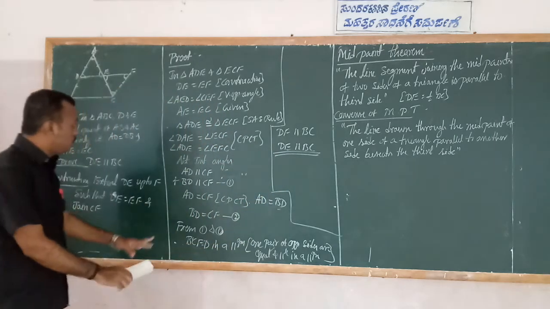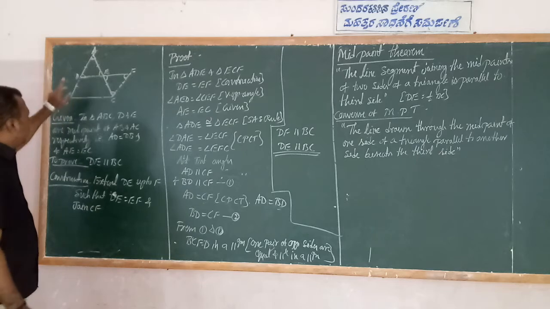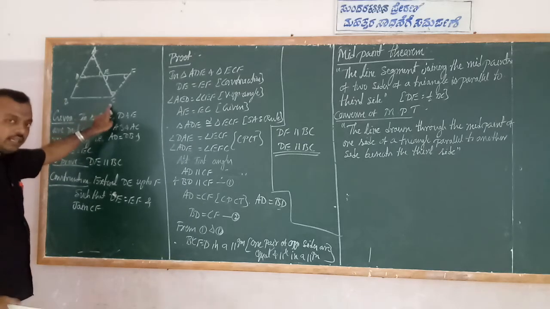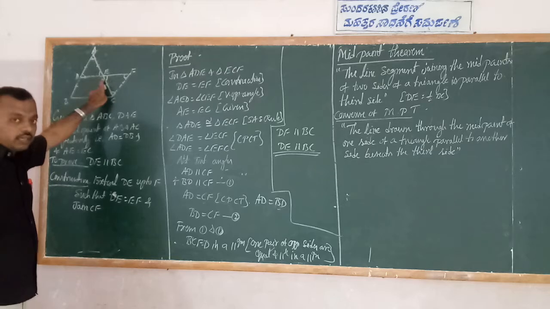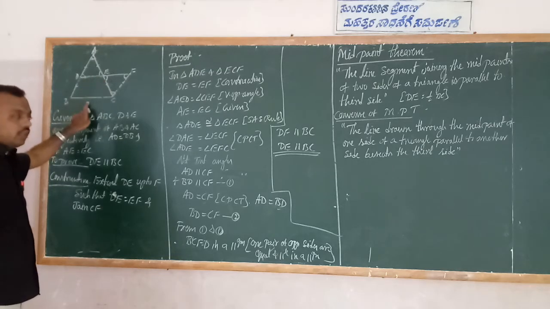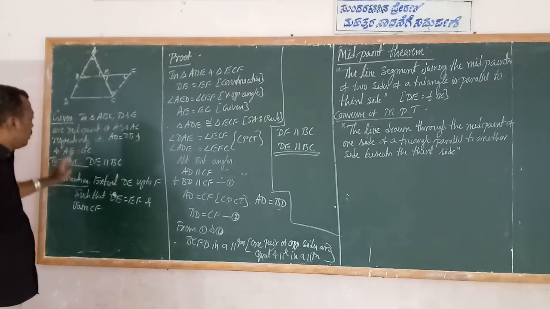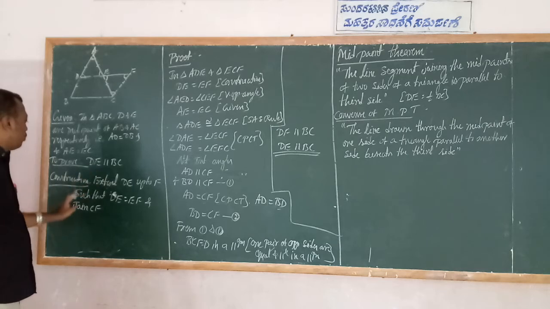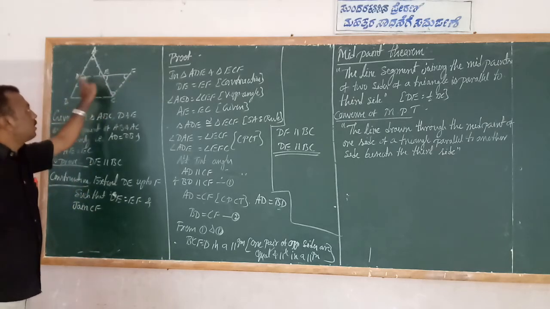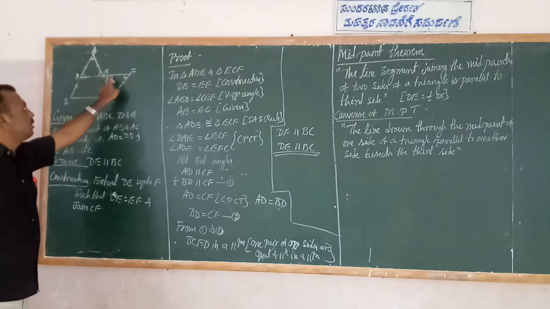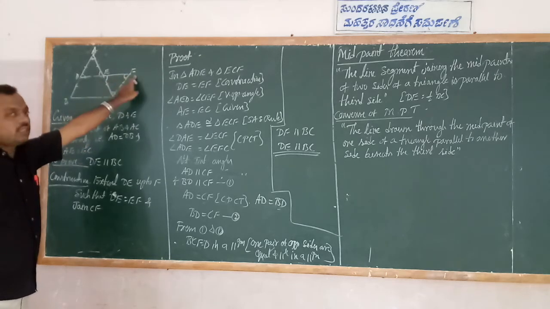Okay, friends, I will explain once again. See, in any triangle ABC, you can take any triangle. If you join the midpoints of any two sides of the triangle, that line is parallel to the third side. That means DE is parallel to BC. So I will write the given and then prove. Want to prove and construction. Construction what? Extend DE up to F such that DE is equal to EF and join CF.